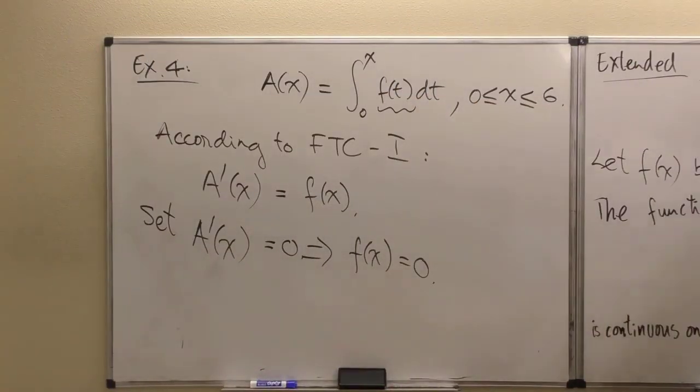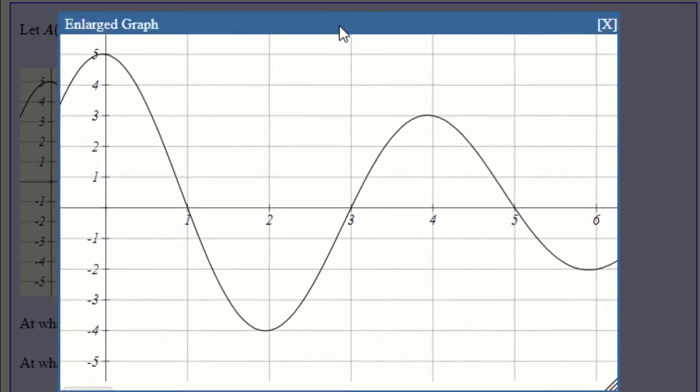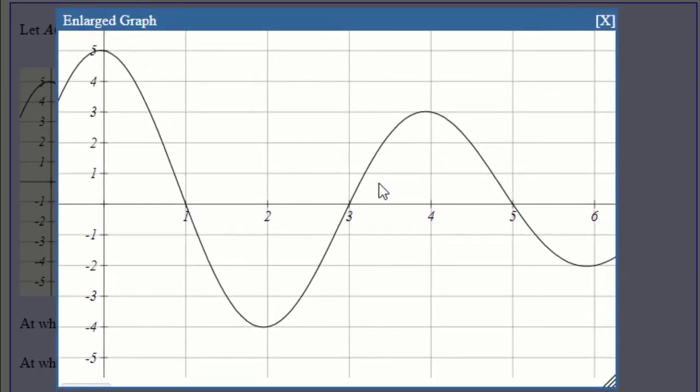Let's look back at the screen. Again, recall that we already had the graph of our f of x given. This graph is f of x. We still don't know what function it is that has this graph, but we know for sure, according to the graph, we estimated that f of x equals 0 at about x equals 1, at about x equals 3, and at about x equals 5. That means these crossing points on our f of x graph are the answer to our critical values. I'm using the term that we already learned back in calculus 1, the differential calculus.